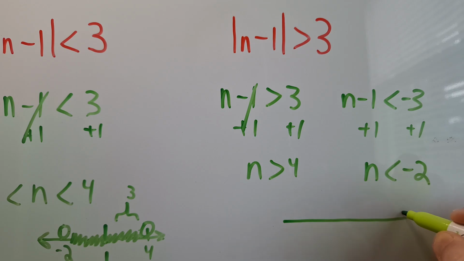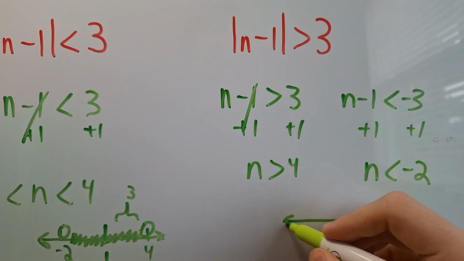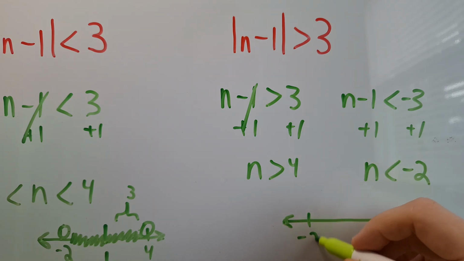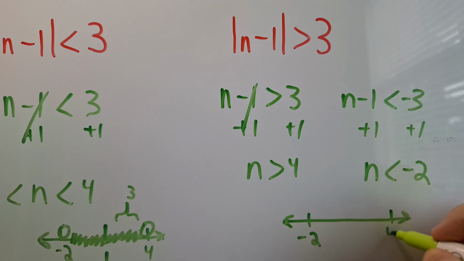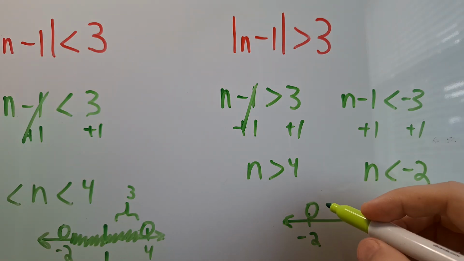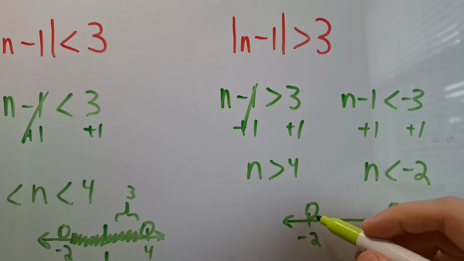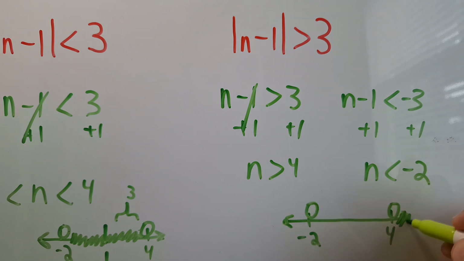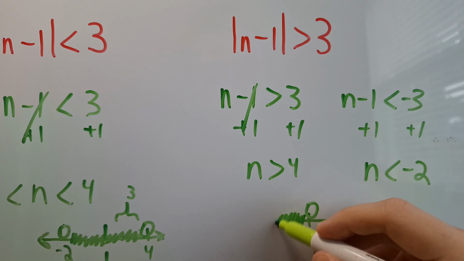And this one is a completely different solution set. So here we have negative 2, here we have 4. Open circles again, but this time it's going to be the opposite directions. So greater than 4 and less than negative 2.